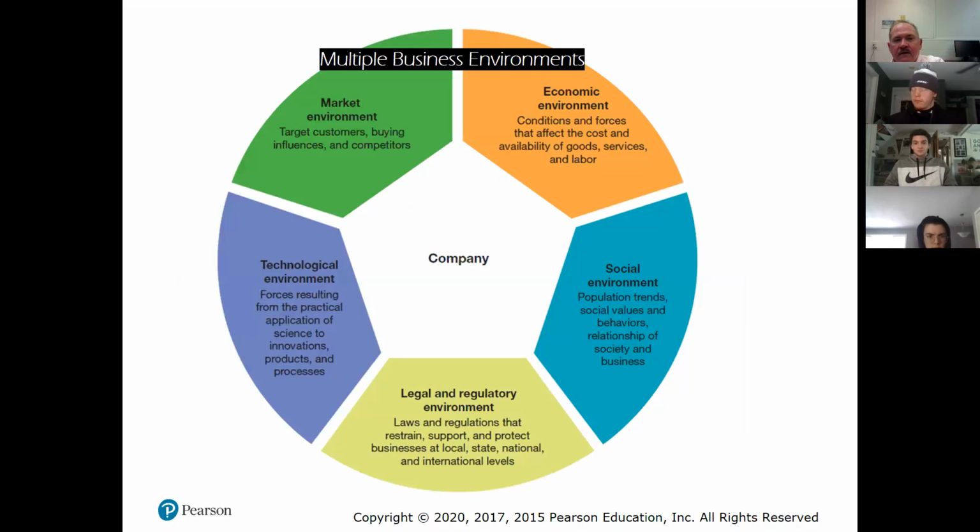Okay, there are what we call multiple business environments, and I'm not going to really go into great detail with this. There's a technological environment that you have to take into consideration. If you're going to start a company, everybody needs either a phone or a laptop. There's the market itself, understanding it, okay? And also part of understanding the market is the economic environment, okay?